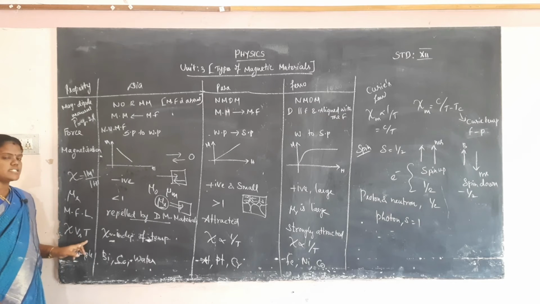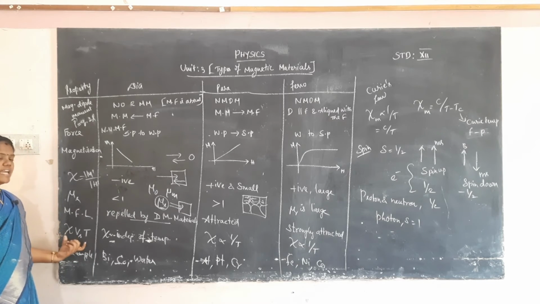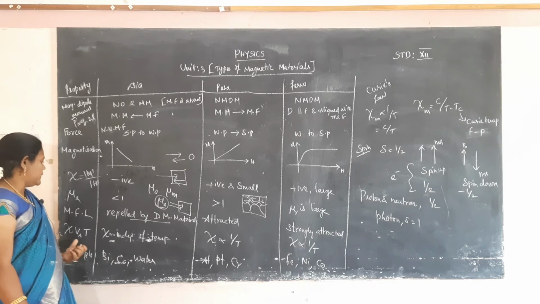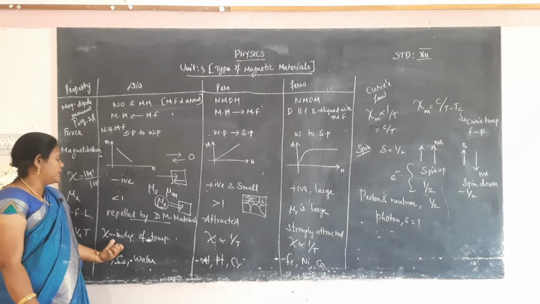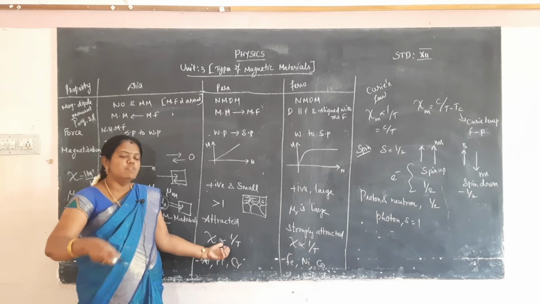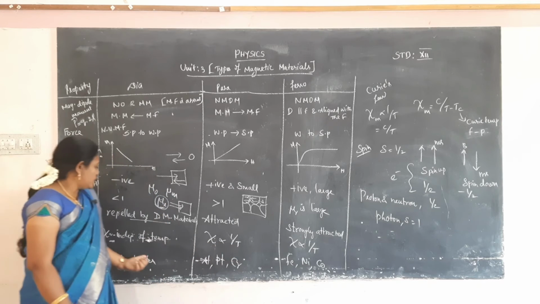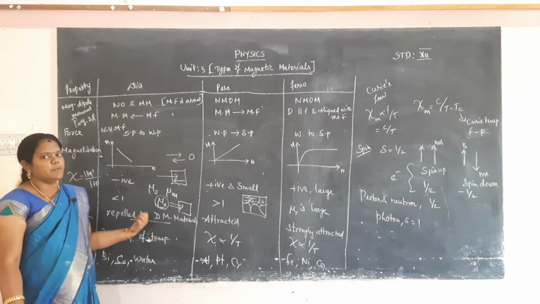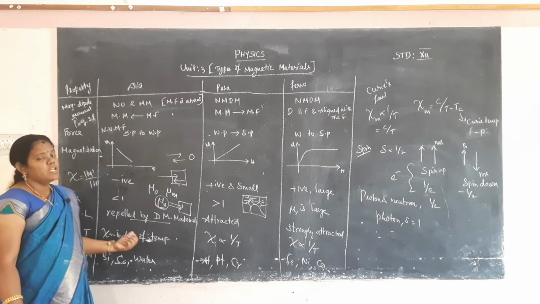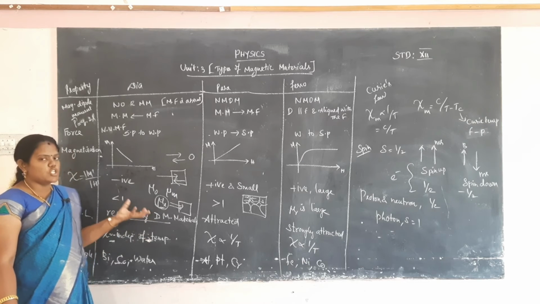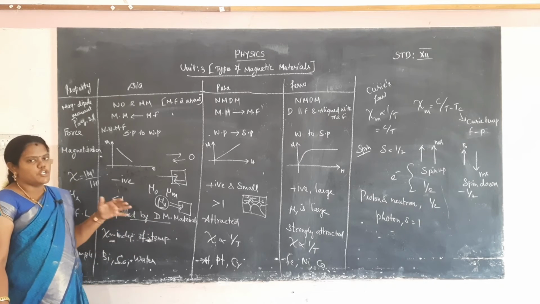And then susceptibility versus temperature. Relation between susceptibility and temperature: in diamagnetic material, susceptibility is independent of temperature, meaning temperature increases but susceptibility does not change. In the diamagnetic material, changing the temperature does not change the susceptibility.